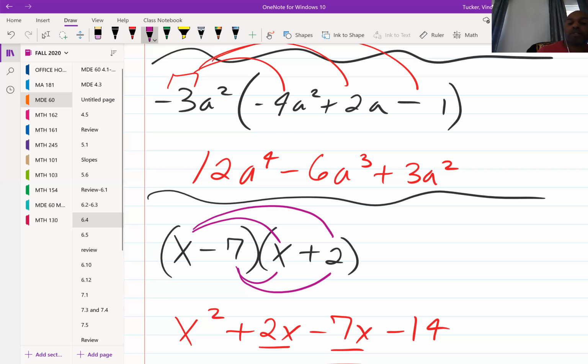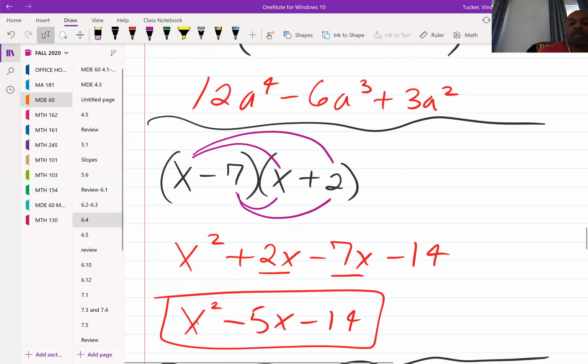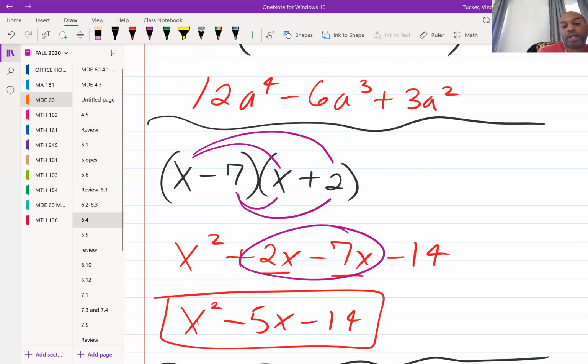All right. So then, though, you do have to evaluate and make sure you don't have any like terms. And if you have like terms, you need to go ahead and add them together. So we have 2x plus that's negative 7x, and that gives you negative 5x. So this would be your most simplified expression.